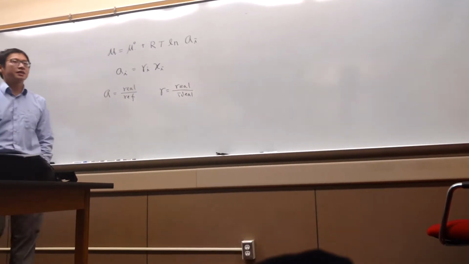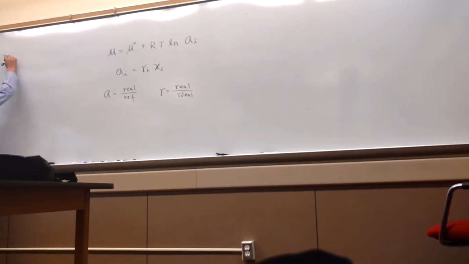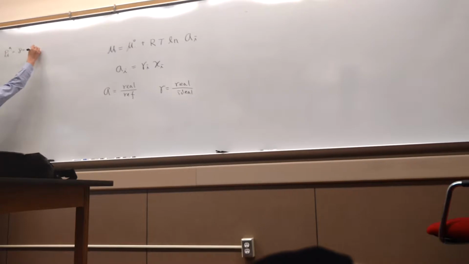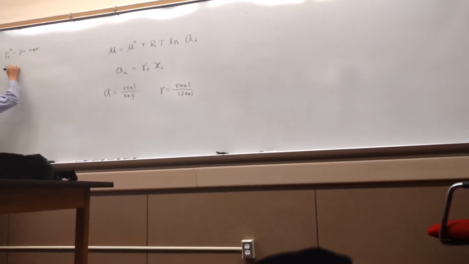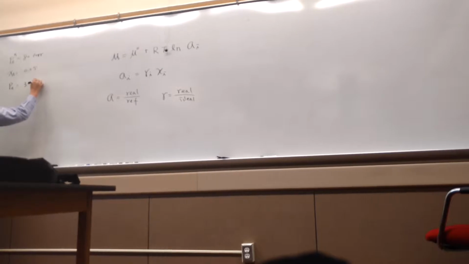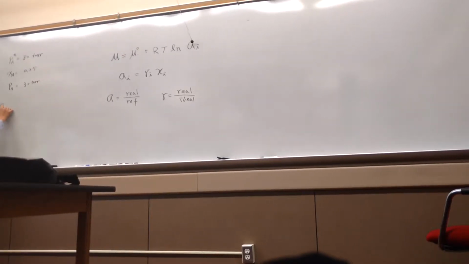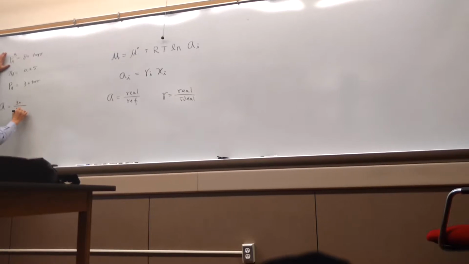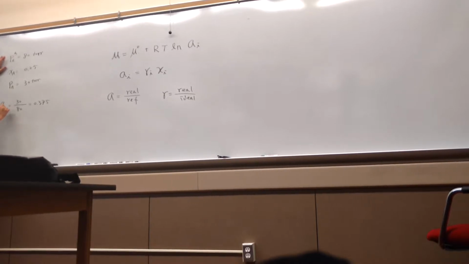Then we give you one example. If you have a two-component system with PA star equal to 80, and XA equal to 0.25, and the PA you measure is 30. Then you know your A is equal to your real, which is 30, over your reference state, which is 80. So this is 0.375. That's the activity of your A.